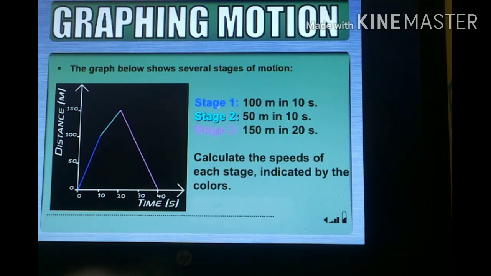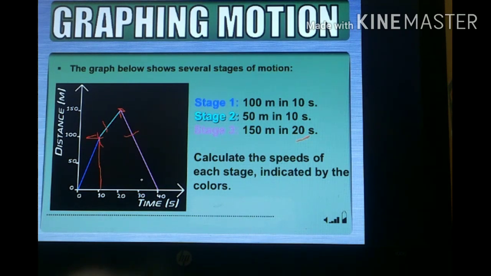Over here, three types of graph have been given. This navy blue, I think, this is sky blue and this is pink. You will find that over here, 3 stages have been given. In the first stage, it is traveling 100 meters in 10 seconds. Next, it is traveling 50 meters in another 10 seconds. And then it is again traveling 150 meters, but the time span is now 20 seconds.